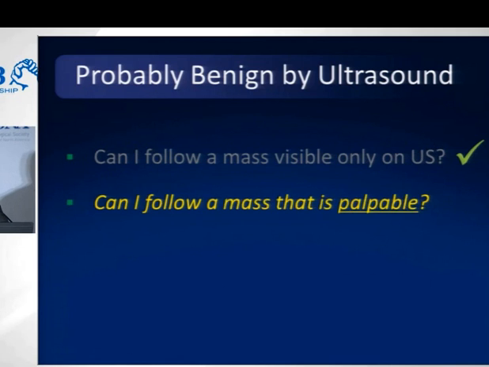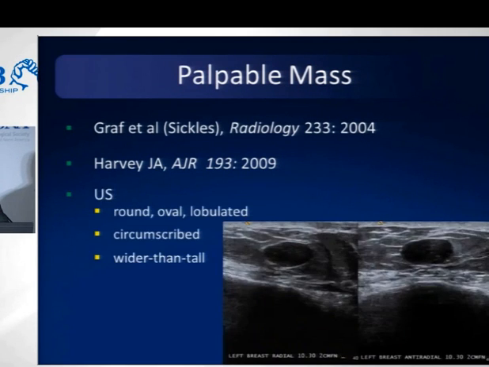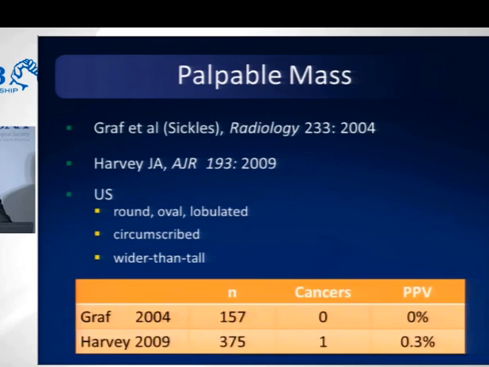How about, can I follow a mass that is palpable? Okay, there are 2 primary studies on this. Again, the team of Dr. Graf and Sickles, and a second study by Jennifer Harvey in 2009. Both groups looked at ultrasound of round, oval, or lobulated masses, again circumscribed, again wider than tall, essentially masses that look like typical fibroadenomas at ultrasound.